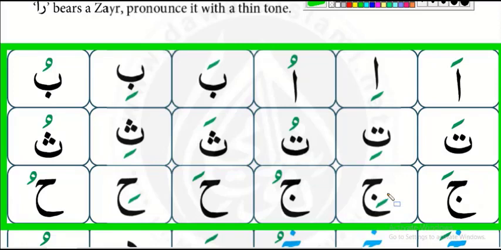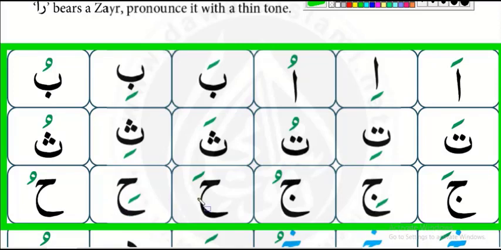And then the third line is jim, fatha, ja, jim, kasra, ji, jim, damma, ju. So it is ja, ji, ju. And the last 3 examples are ha, fatha, ha. Then it is ha, kasra, hi. And then the last one is ha, damma, hu.